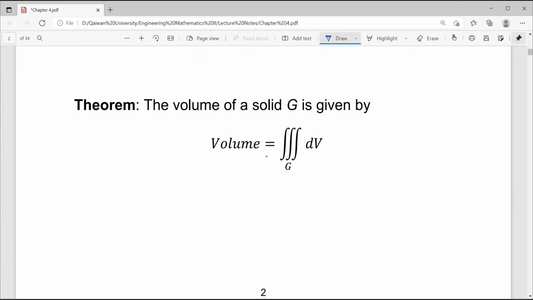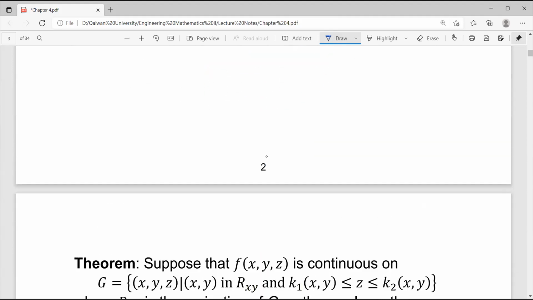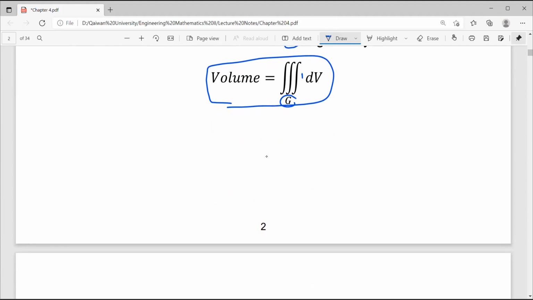We say the volume of a solid G is given by the triple integral over the region. Here the function is 1. We take the triple integral of 1, dx dy dz, or dz dx dy, or in any order, if all lower and upper limits are constants. That's the volume. We don't have functions here. We just have 1.